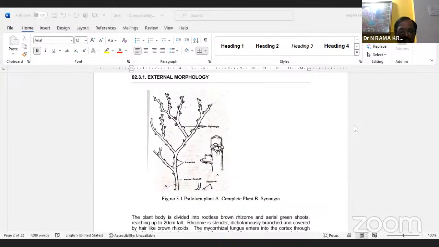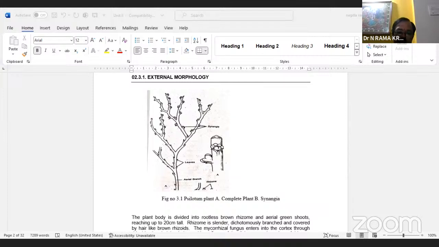Once again, the evolution of the stele. According to Jeffrey, the simple and phylogenetically most primitive type of stele is the protostele. In the course of evolution, the simple vascular system underwent several progressive changes, leading to the formation of complex tissues. So this is the protostele, and the second is the actinostele. So the syllabus is totally completed.